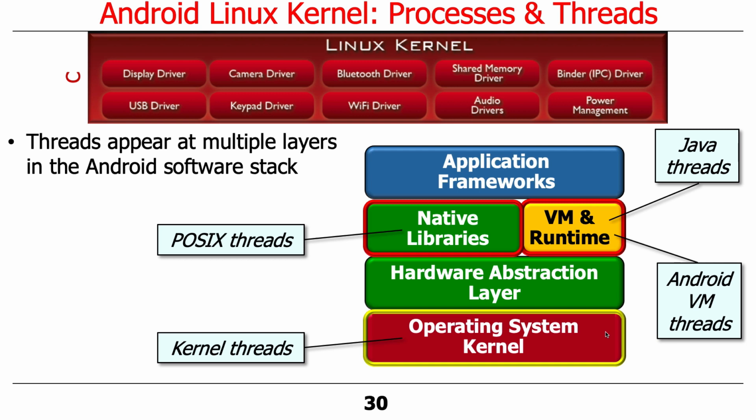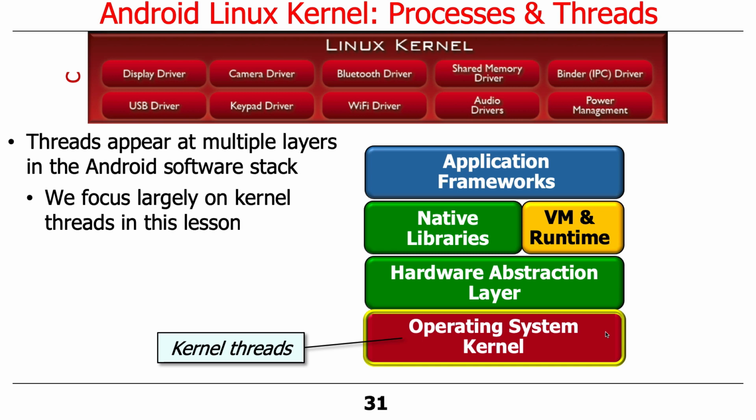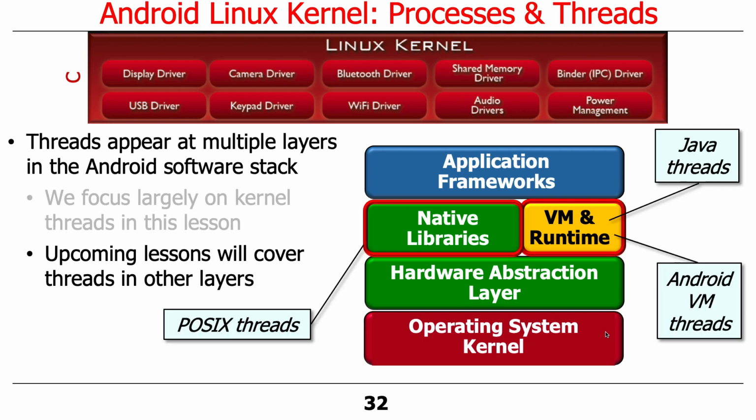So you can see there's threading all over the place. The way it typically works is a Java thread is implemented on top of an Android VM thread, which is implemented on top of the POSIX threads, which are implemented on top of the kernel threads in Android Linux, which ultimately interact with the hardware. That's basically how the different pieces interact. Obviously, we're going to focus on the kernel threads here.